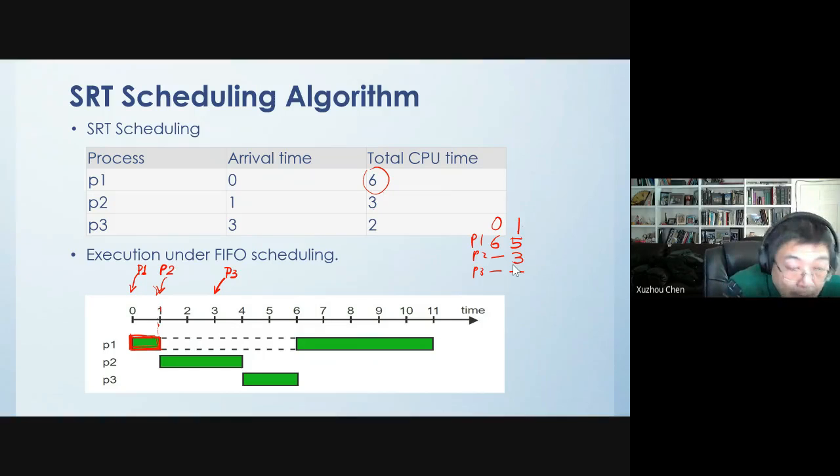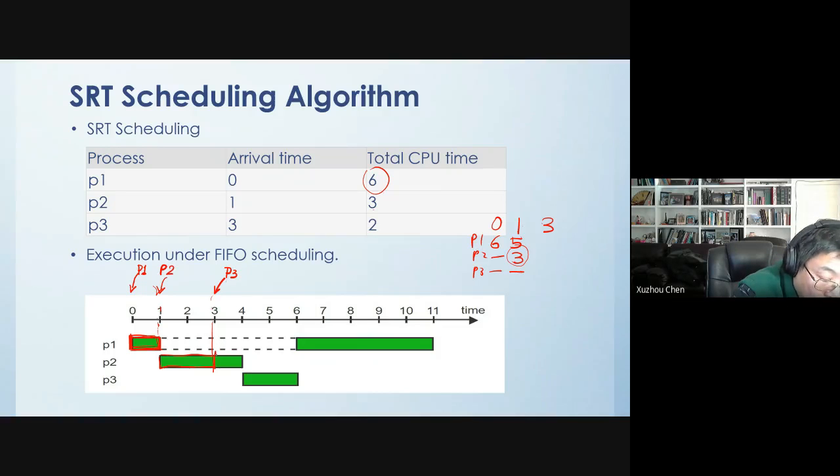So now the scheduler can figure out who's going to be the next one. Who has the shortest remaining time? Process 2, right? So process 2 is going to grab the CPU, and process 2 starts to run. And when process 2 executes until time 3, because every time a new process joins the ready queue, the scheduler is going to stop and check, okay?